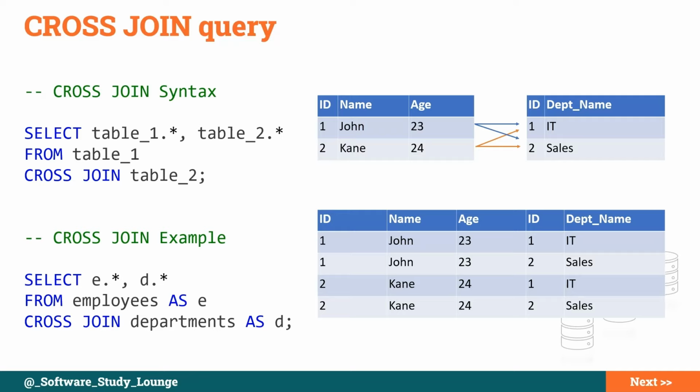So take a look at the syntax. SELECT table1.*, table2.* FROM table1 CROSS JOIN table2. Here we are not mentioning any condition using the ON clause. We just mention the table name, then CROSS JOIN, and the other table name. For example, SELECT e.*, d.id FROM employees AS e CROSS JOIN departments AS d. When we write this query, it makes the Cartesian product of the two tables.